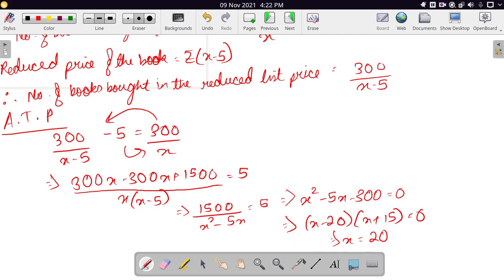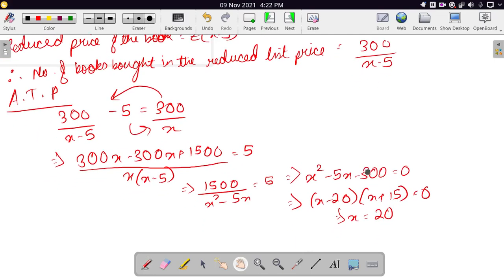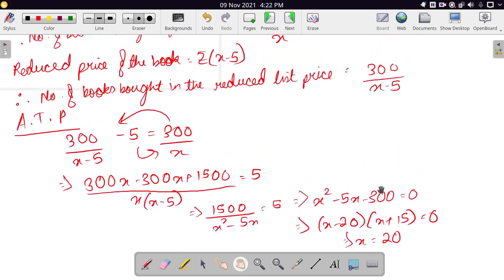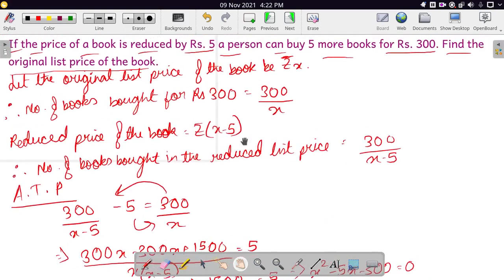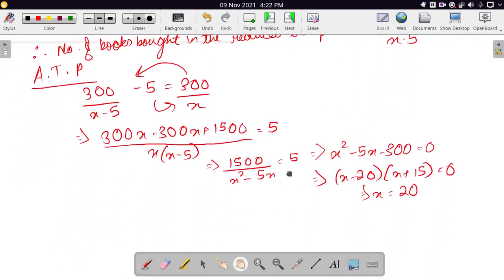Amount of money can never be negative. So x is basically 20. So what is 20 over here? The list price of the book. That is what we had to find out. The original list price of the book, that was required to be found out.